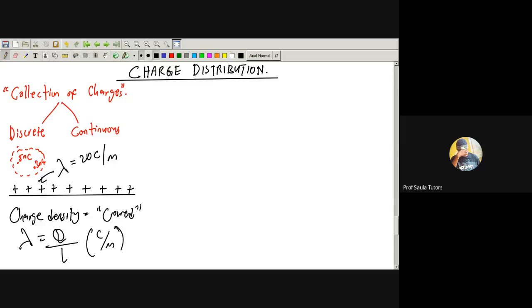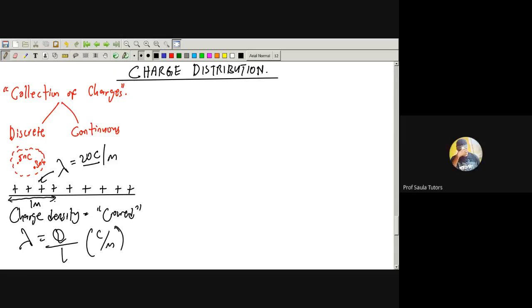If you observe the example, you can see, since it is evenly distributed, this 20 coulomb per meter means that if I move from here to here, for example, if this is 1 meter, the total amount of charge I'll be having is 20 coulomb. For every 1 meter you are moving, the total charge is 20 coulomb. Do you understand? Yes, sir.